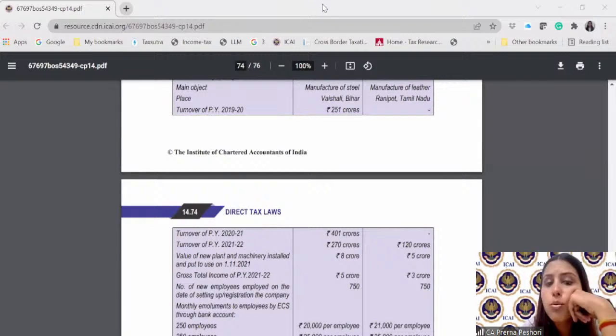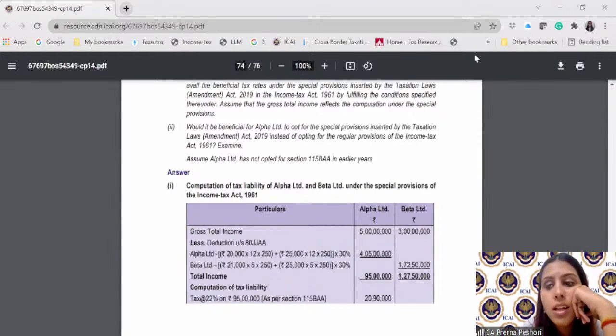So that will give you the total income, which comes to 95 lakh for Alpha and 1 crore 27 lakh for Beta, which is given here also if you want to see the answers. Now, if they are saying that they can go for the alternate tax, for Alpha, it is in the manufacture of steel. So Alpha is eligible to opt for 115BAA, under which the tax rate would be 22% plus surcharge of 10%.